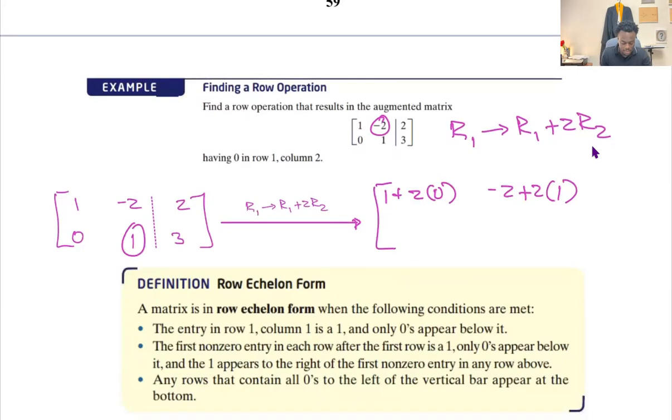We'll do it for the other side as well. And then the other side will be a dotted line, it will be 2, minus, plus 2 times 3.